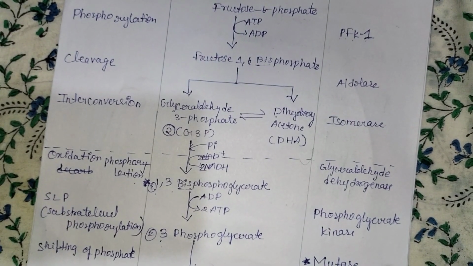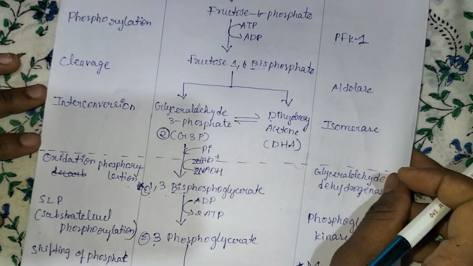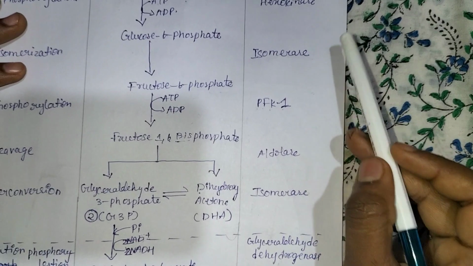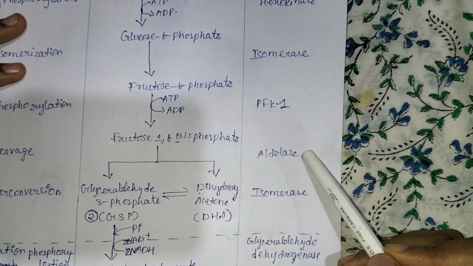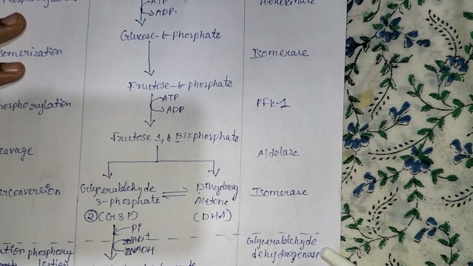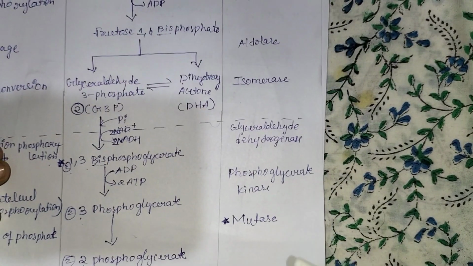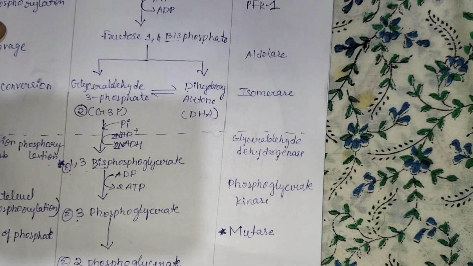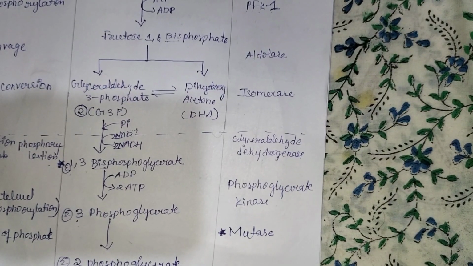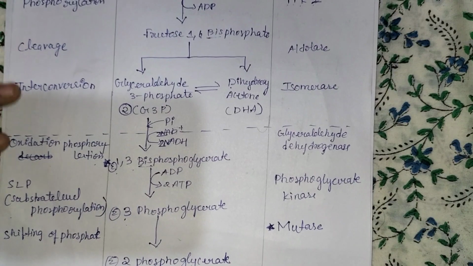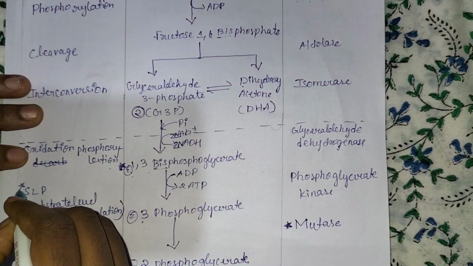This is important. And the most important thing about glycolysis, you should remember the enzymes. Okay, hexokinase, isomerase, phosphofructokinase, aldolase, isomerase, glyceraldehyde dehydrogenase, phosphoglycerate kinase, mutase, enolase, pyruvate kinase. These are the most important enzymes in glycolysis.